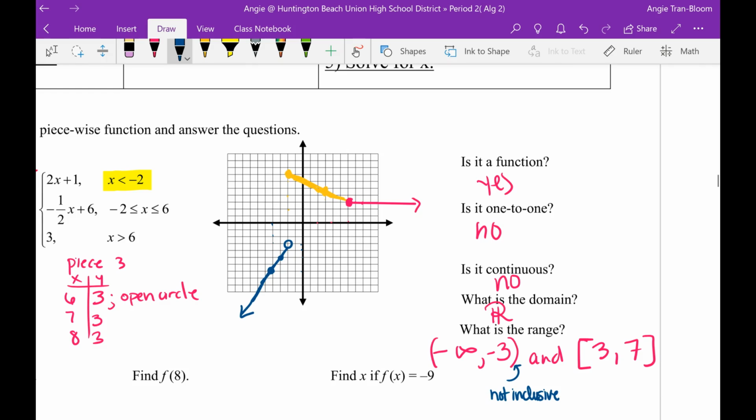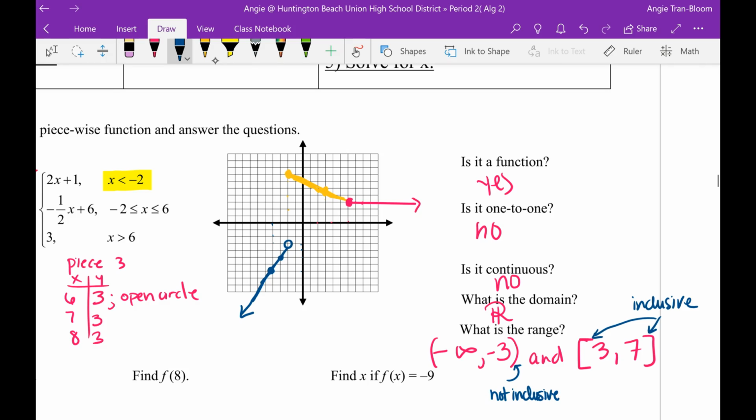The square bracket means that it is inclusive. Does the y value exist at positive 3? Does it exist at positive 7? Yeah. So the square bracket means, is it inclusive or not inclusive? Inclusive. Okay. So these square brackets mean they are included, or inclusive. Included and inclusive are about the same.